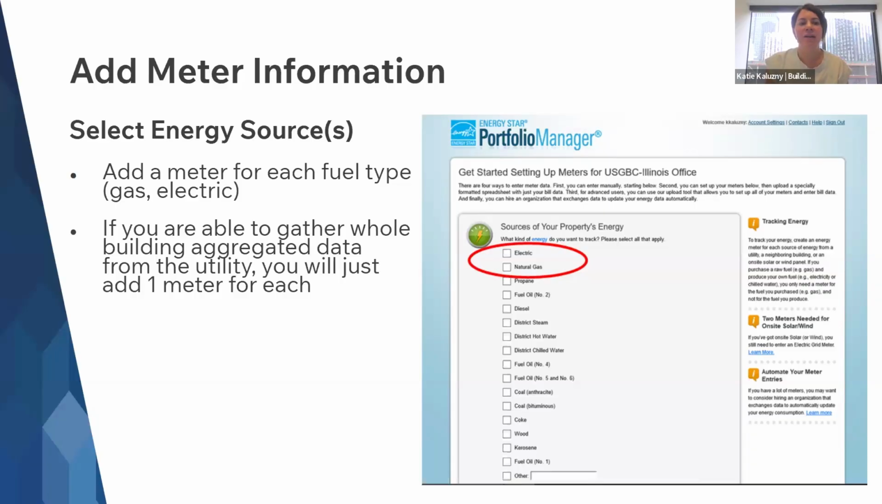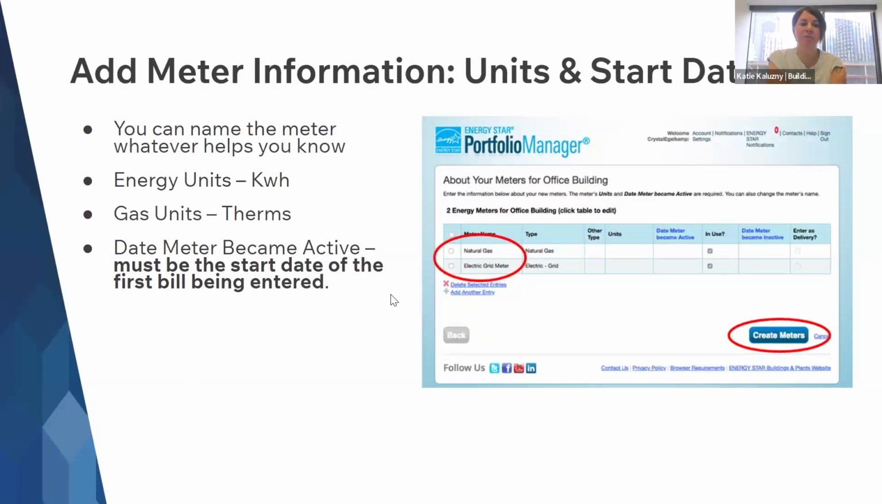If you are the owner of a building and you have access to all the meters in your building and all of the data, that might be a different scenario where you would enter multiple meters. But I'm going to show you how to get whole building aggregated data from the utilities next if you have multiple tenants. So for the purposes of this exercise, we're going to show one meter for electric and gas, knowing that there are some nuances to that depending on your access to the data in your building. But really for Energy Star Portfolio Manager, we're trying to get all the energy used in the building. So all the bills, everything accounted for, not just maybe the common areas that you pay for.